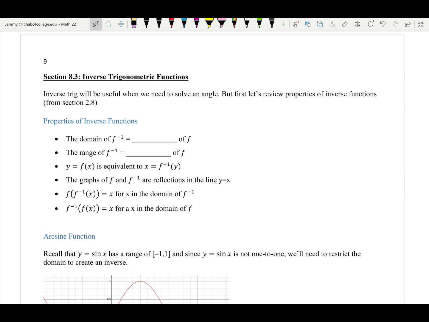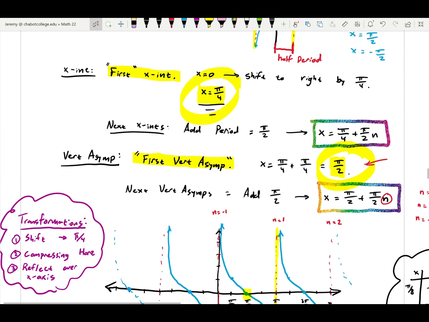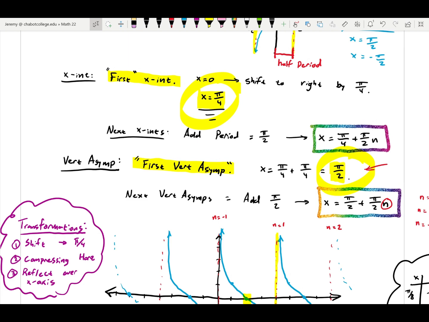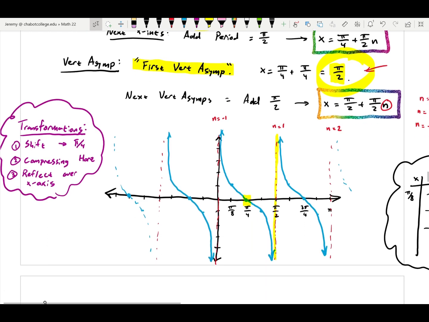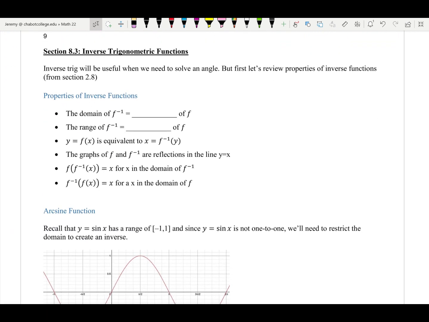Section 8.3, Inverse Trigonometric Functions. We want to be able to solve trig equations. That is going to make graphing functions a lot easier. It'll make it easier to find x-intercepts, vertical asymptotes, stuff like that, like we were trying to do in the previous section. In order to do that, we need to know about inverse trig functions. So that's what we're going to explore in this section.